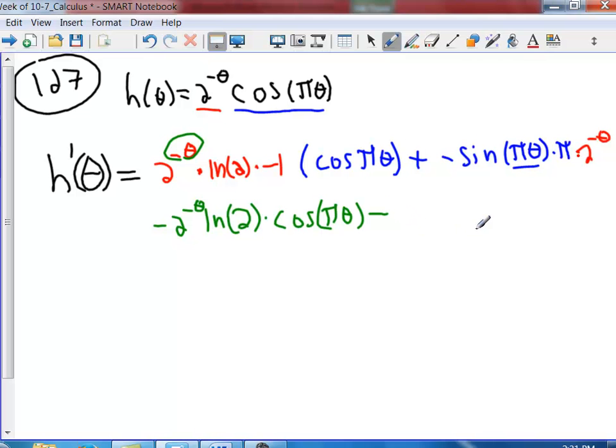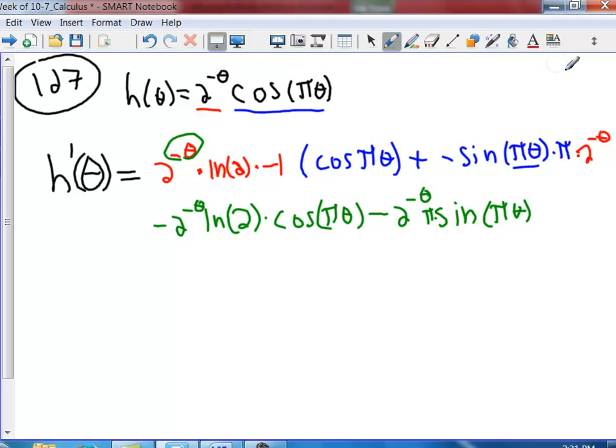Minus 2 to the negative theta, or I guess pi, sine of pi theta. So it's an ugly looking answer, but nothing really seems to be wrong about it as of right now.